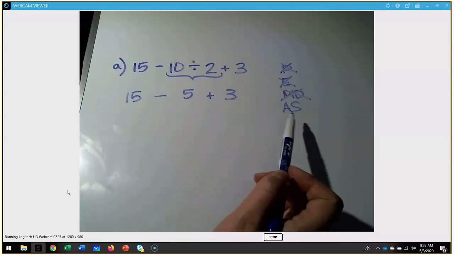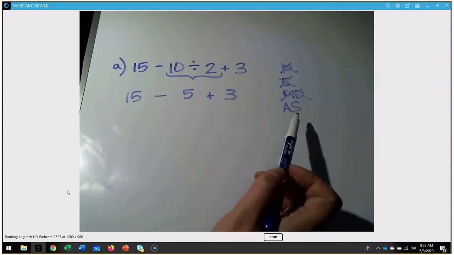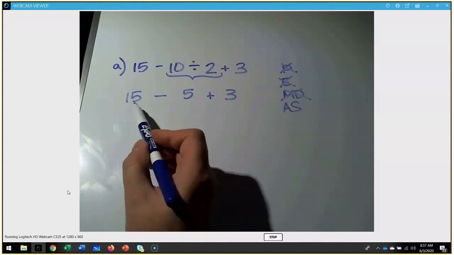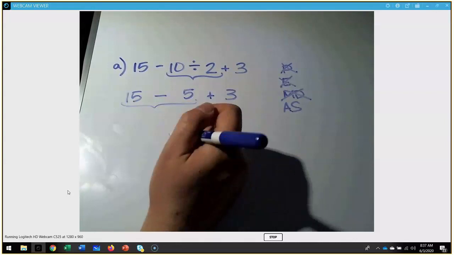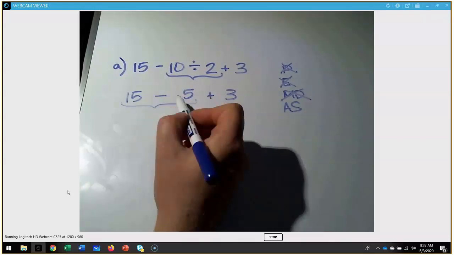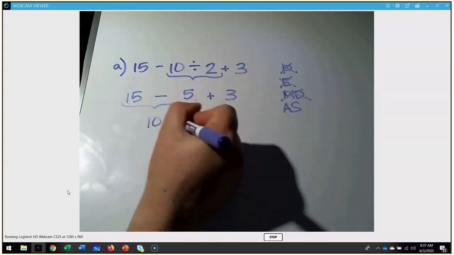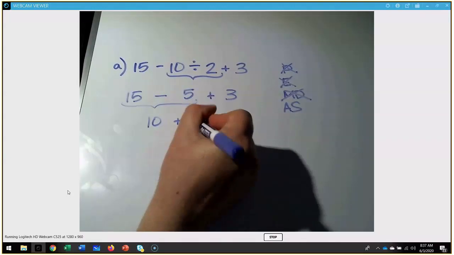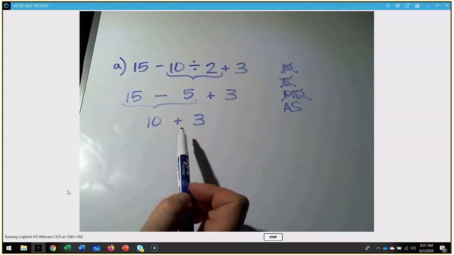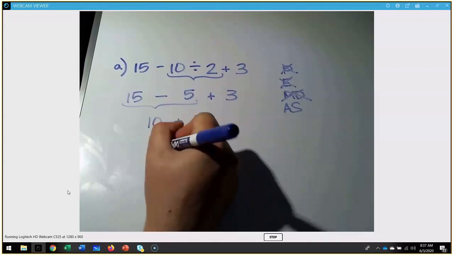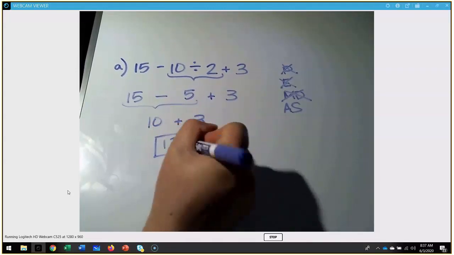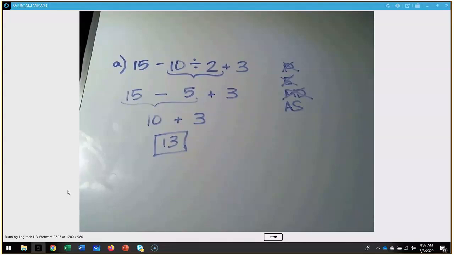Since this is one step, not 2 separate steps, same thing, I'm going to go left to right, working it all out as I go. 15 minus 5 is 10. Bring down the plus 3, and then 10 plus 3 is 13. And that one's done.